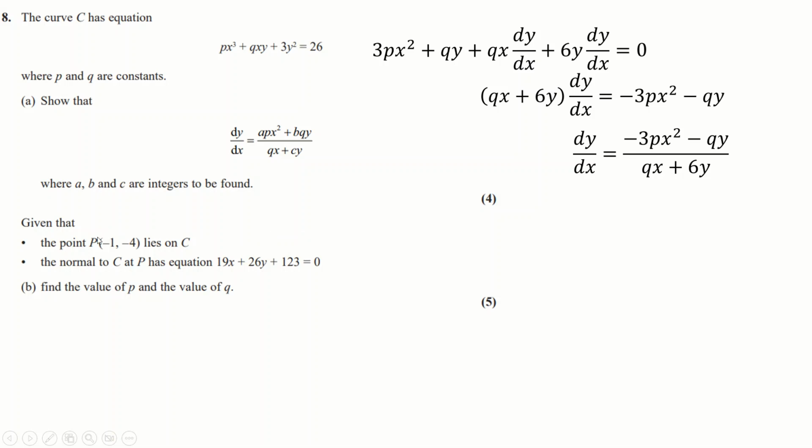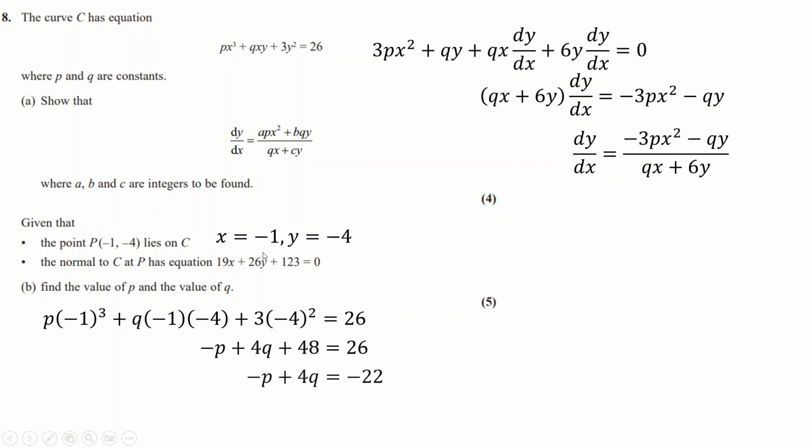Good. Given that this lies on C, so when x is minus 1, y is minus 4, apparently, and the normal to this is this, find the value of p and q. So there's a fair bit to do here. Firstly, what we'll say is we can substitute in -1 and -4 into the original equation, and that gives us some information about P and Q. So it eventually boils down to this.